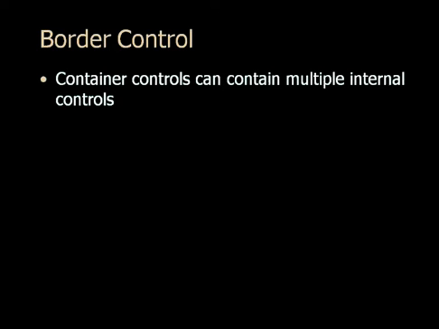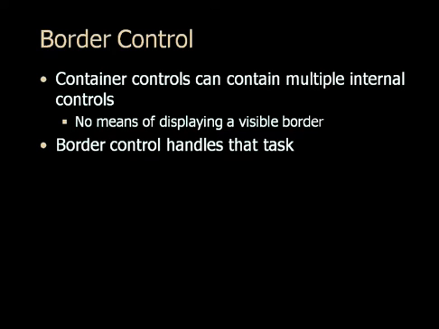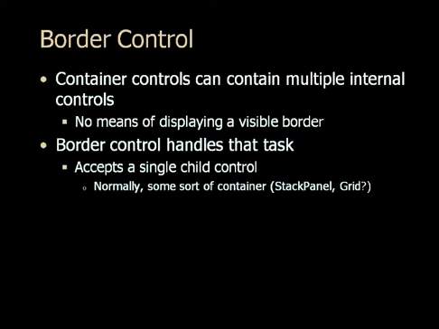We'll start by looking at the border control. The container controls you may have seen, like the grid or the stack panel, can contain multiple internal controls, but they have no means of displaying a visible border. For that, you use the border control. It accepts a single child control, and normally that control will be some kind of container, like a stack panel or a grid. And it displays a border around that child control. It's definitely a single-use control, but it does what it does well.